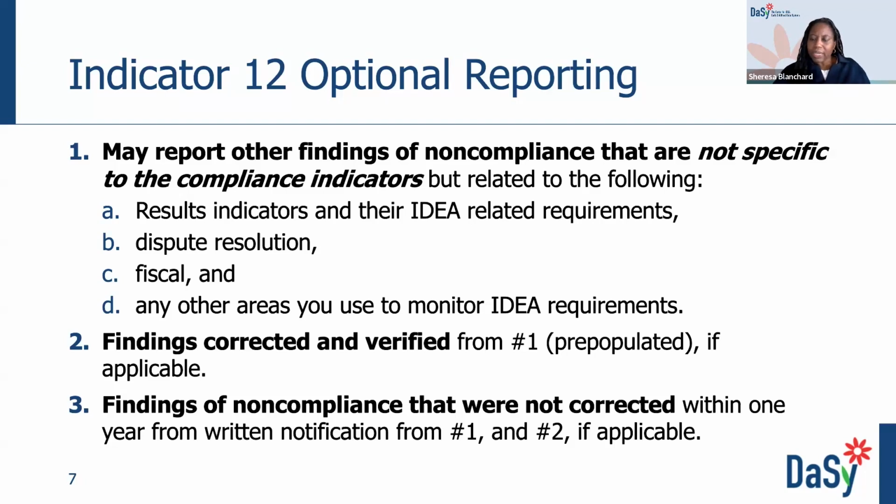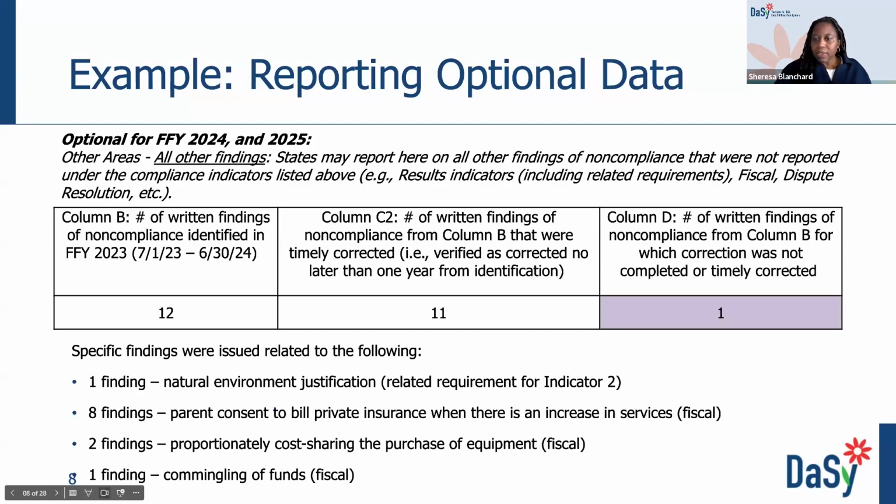We also have a note we'd like to share here that in future years, states may be required to further disaggregate findings by result indicator, like indicators 2, 3, 4, 5, 6, 9, 10, and 11, fiscal and other areas. So there may need to be more disaggregation in future years.